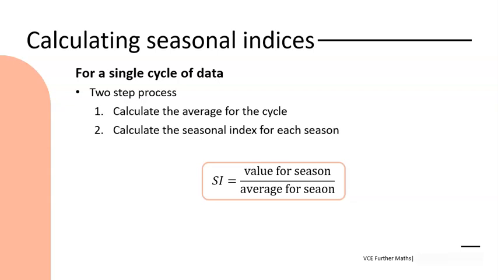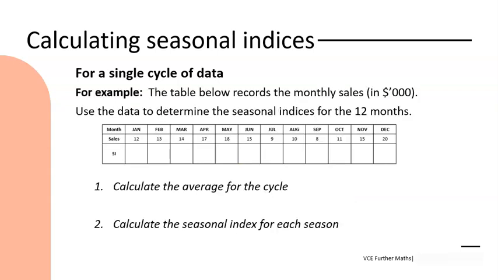So let's have a look at how that looks. In the example we've got here, we've got a table recording the monthly sales in thousands. And we're going to use the data to determine the seasonal indices for the 12 months shown. Just a quick reminder here, we've been told it's seasonal data. We have just one single cycle. There are 12 months, so a season in this case is a month. And so all of those indices, once we find them, should add up to 12 in total.